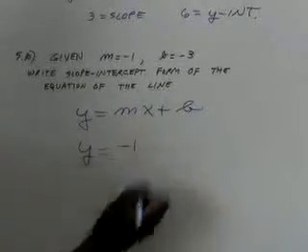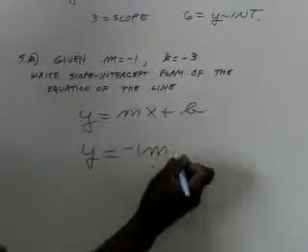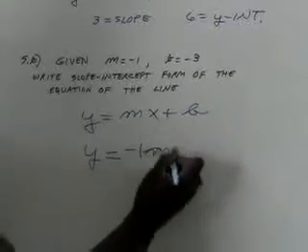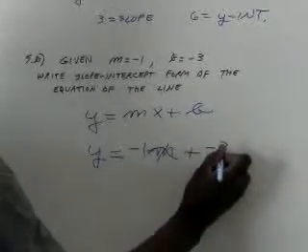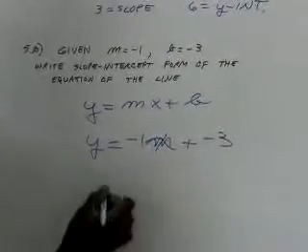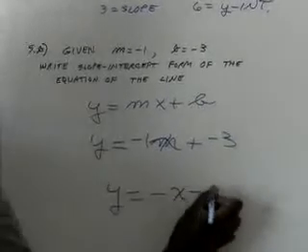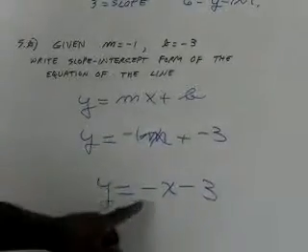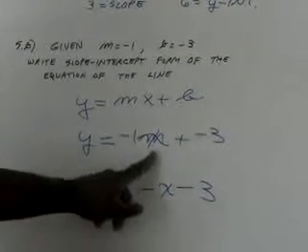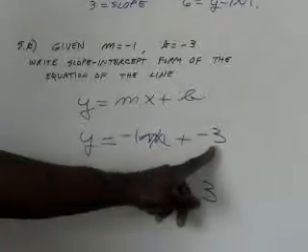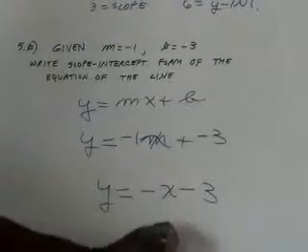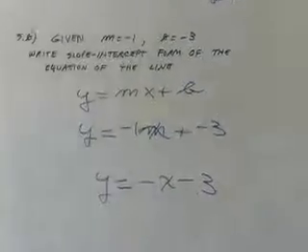Slope is -1, so -1x, whoops, that should be an x, plus b, -3. You can write it as -x minus 3 in simplest form. Slope is -1 times x, and then add the intercept, slope-intercept form.